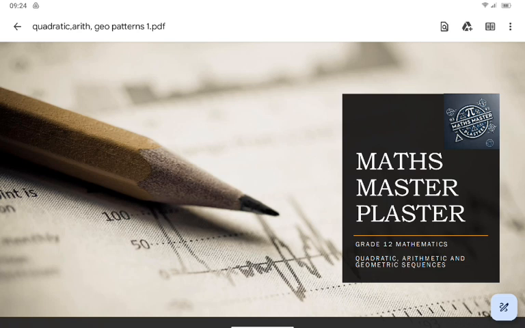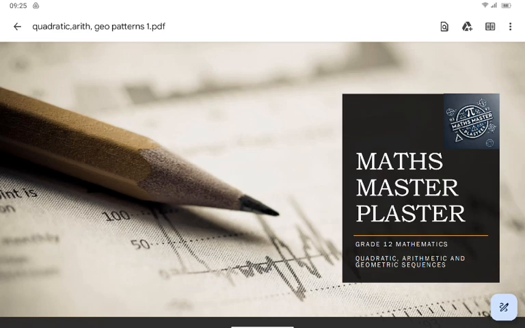Today we are doing mathematics. We're focusing on quadratic, arithmetic, and geometric sequences. By the end of this lesson, you will be able to calculate the nth term. You will be able to distinguish the quadratic, the arithmetic, and the geometric sequence. You will be able to calculate as well the position of the terms.